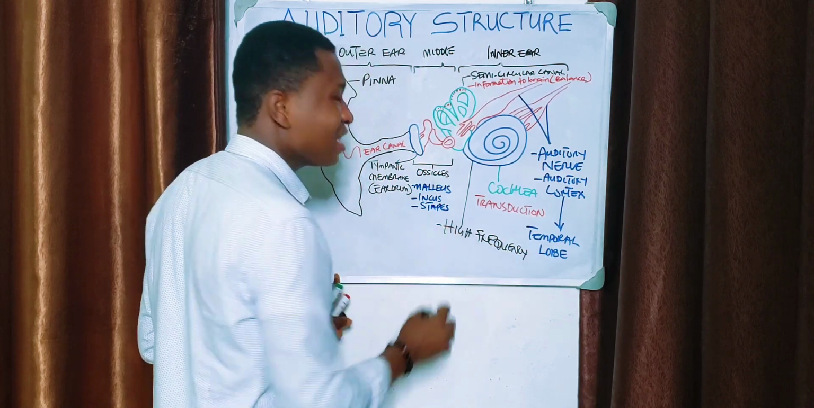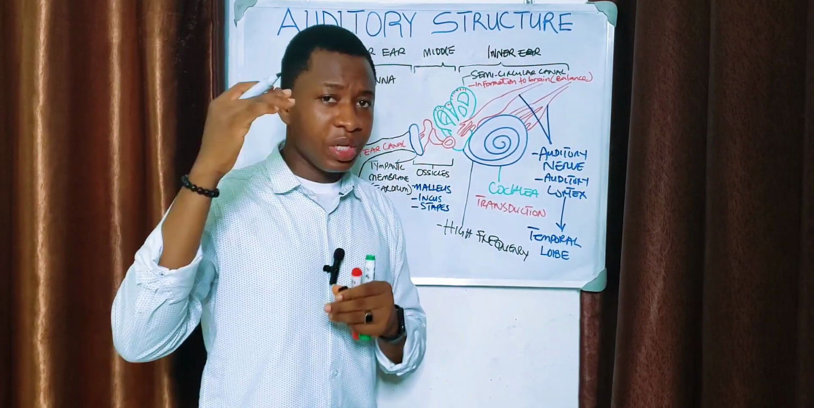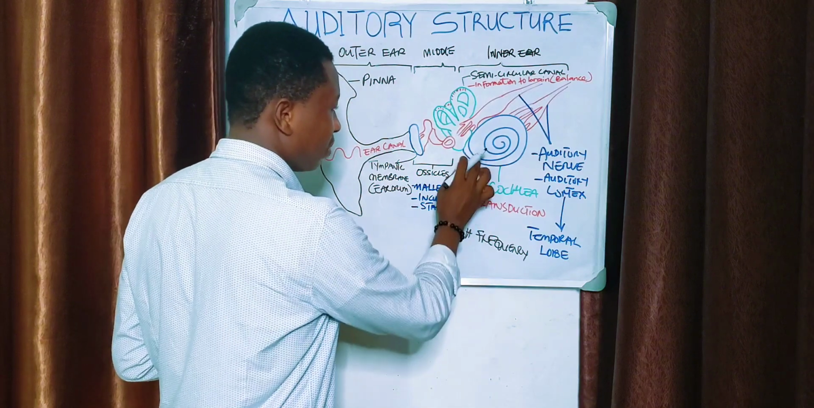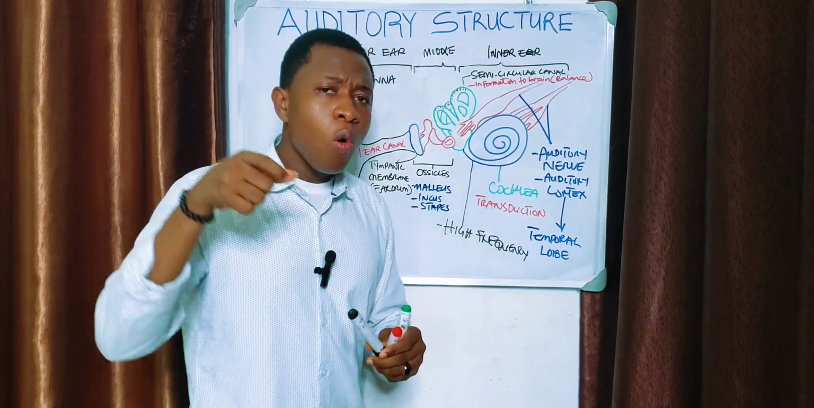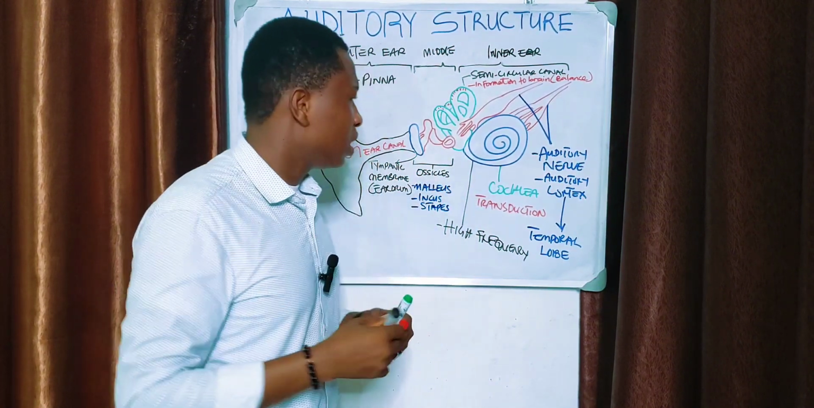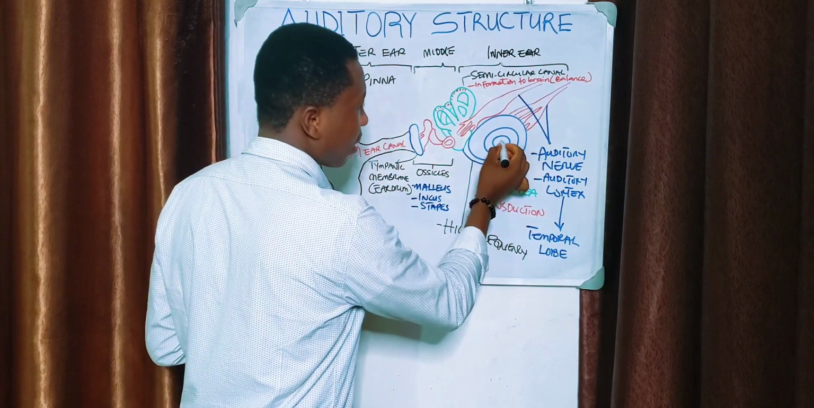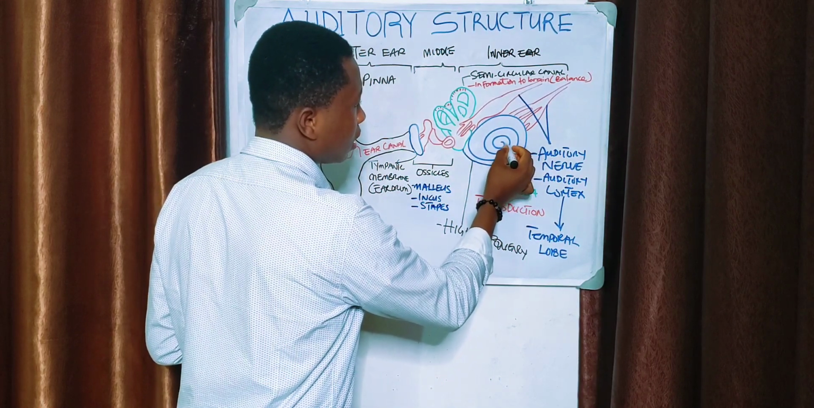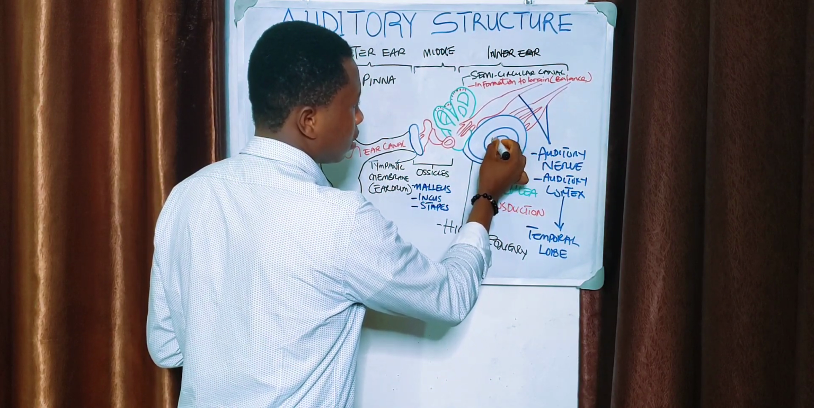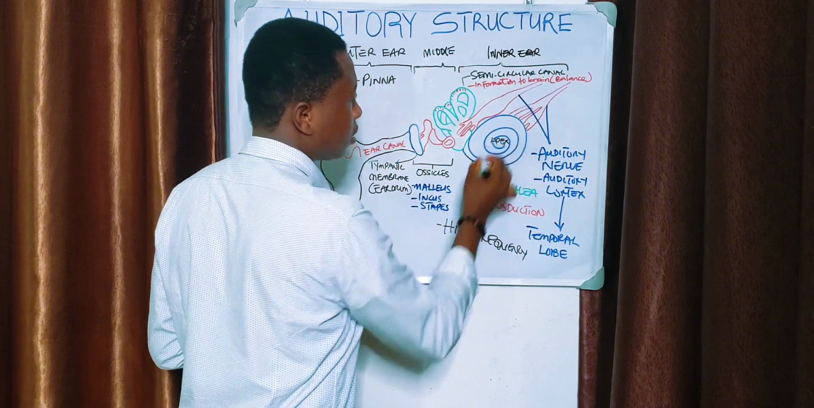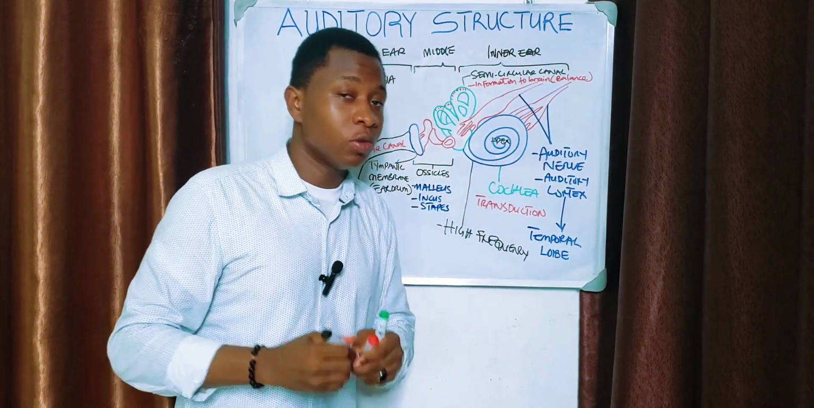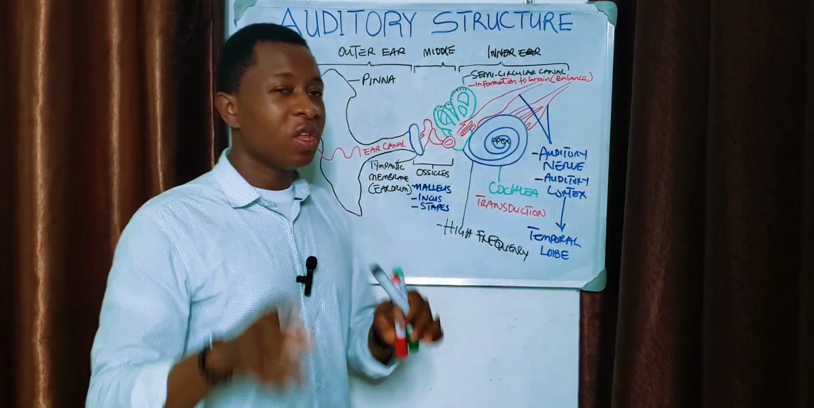That high pitch, which is frequency, is determined at the base, but the low pitch, the low sound, is determined at the apex. So this part is what we call the apex. All right, so this is just an overview of the auditory structure.